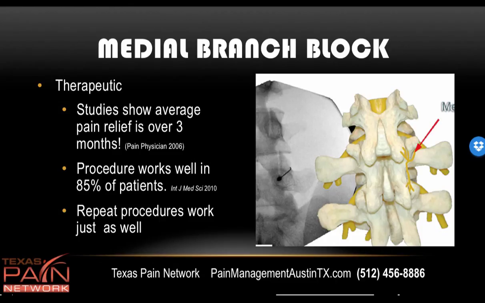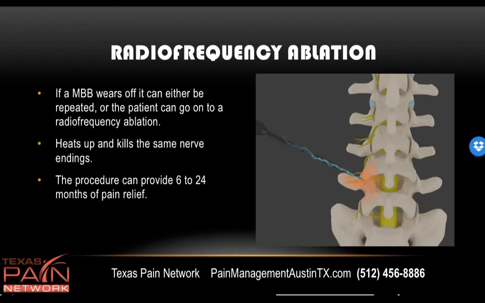Now, therapeutic studies have shown that the average pain relief is over 3 months, so it's very good at longer-term pain relief. The procedure works well in 85% of patients, and repeat procedures can work just as well. So you can either repeat the medial branch block or go on to a radiofrequency procedure. The radiofrequency procedure basically has a catheter going into the same area where the needle goes, and it just heats up with thermal energy and deadens those little nerve endings for up to 2 years.